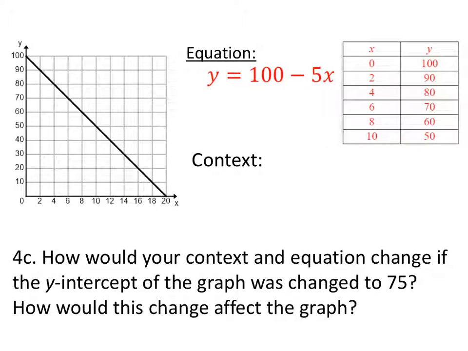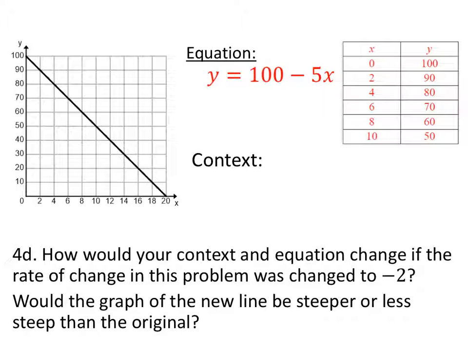How would your context and equation change if the y-intercept of the graph was changed to 75? For me, it would just be that I would start with 75 sandwiches instead of 100 sandwiches. That's it. How would your context and equation change if the rate of change in this problem was changed to -2? The context would be that instead of eating 5 sandwiches per day, I would be eating 2 sandwiches.